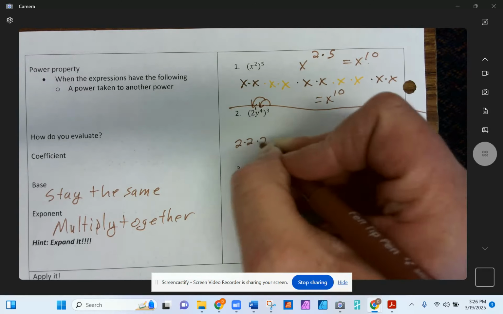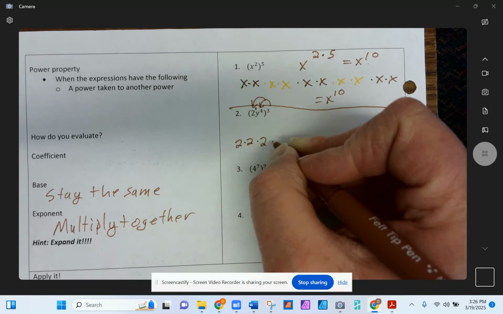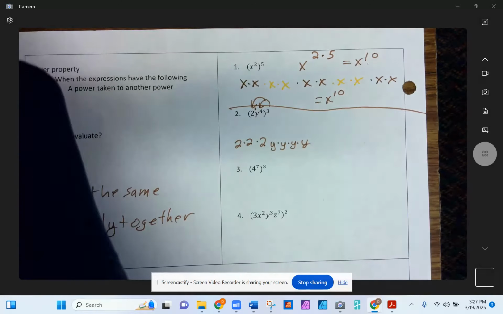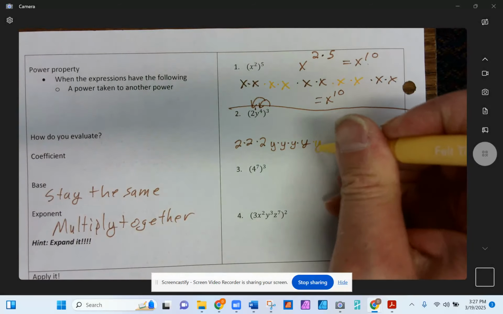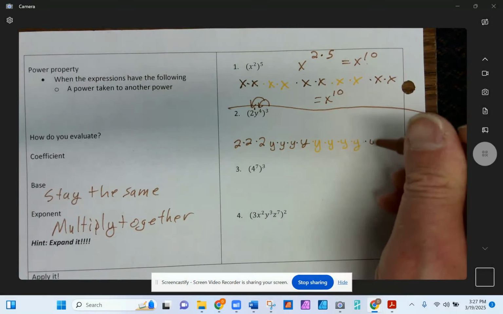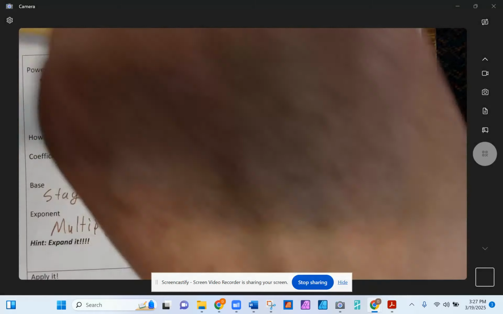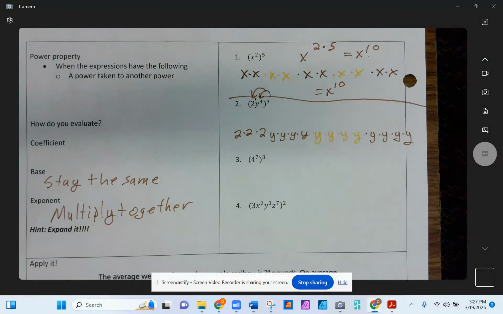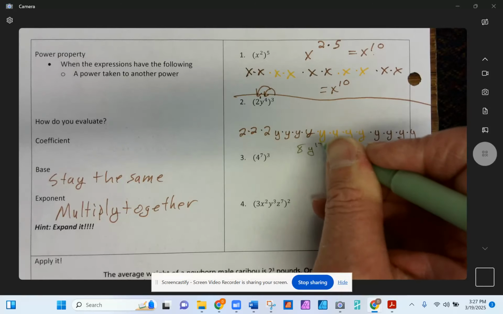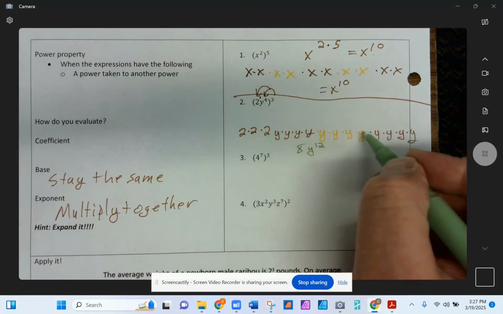I'm going to have 3 2's multiplied together, and then I'm going to have 3 groups of 4 y's. Times y, times y, times y, times y, times y, times y, times y, times y, times y, times y, times y. Now let's use a different color. Let's use green. The 2 times 2 times 2 is 8, and we have 12 y's. Count them out: 4 times 3, or 1, 2, 3, 4, 5, 6, 7, 8, 9, 10, 11, 12.